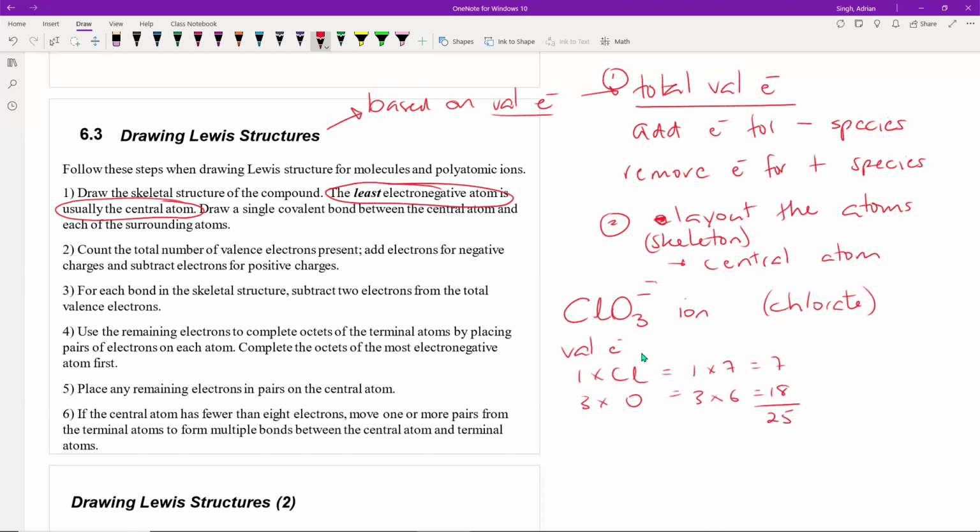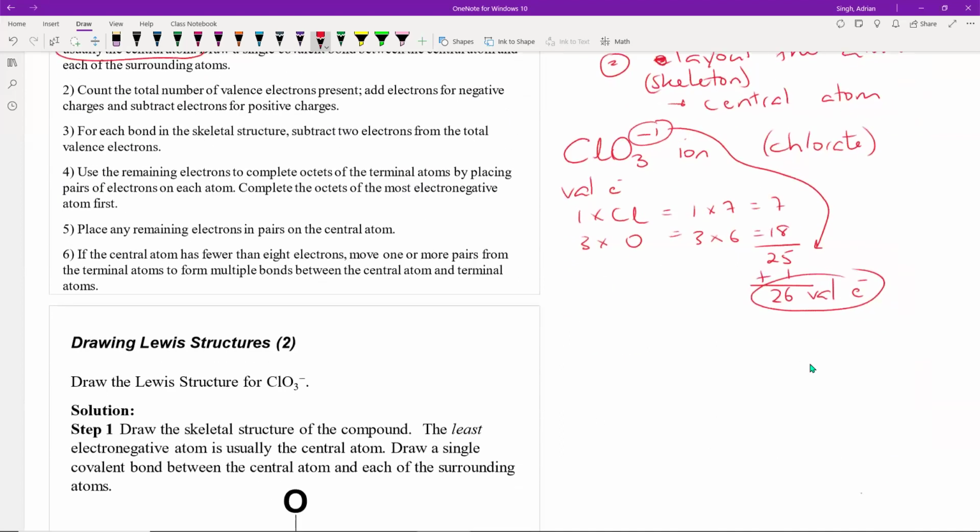You will notice now that we have a negative charge on our ion. We're going to add that many electrons in because the negative charge tells us we have an extra electron here. So we add that extra electron in. If we had a -2 charge, we would add 2 more electrons. But in this case, it's just one negative charge, so we add that many electrons. We now have a total of 26 valence electrons. This is important because when I draw my structure, I should have a total of 26 electrons in it.